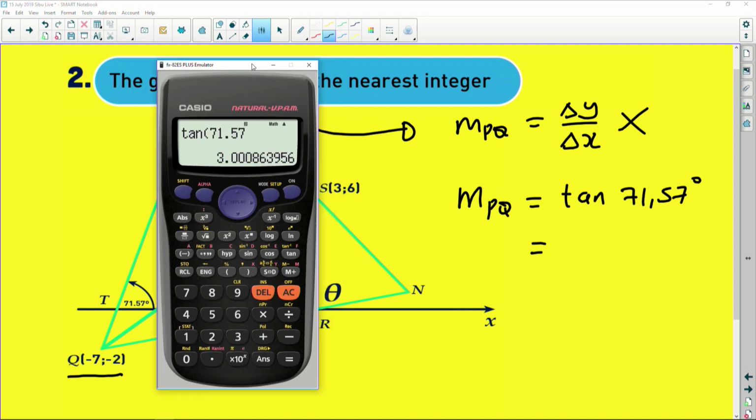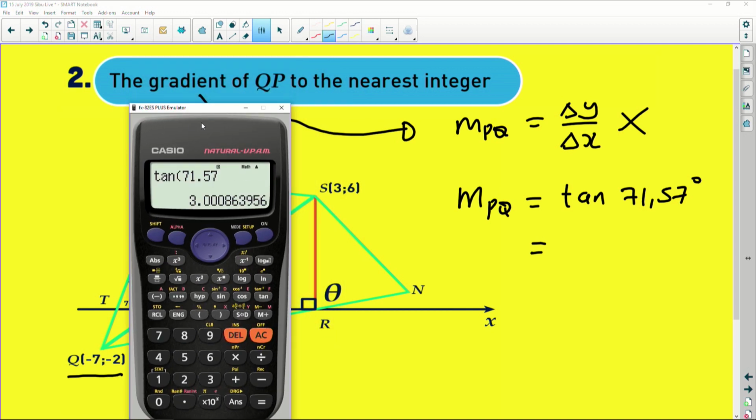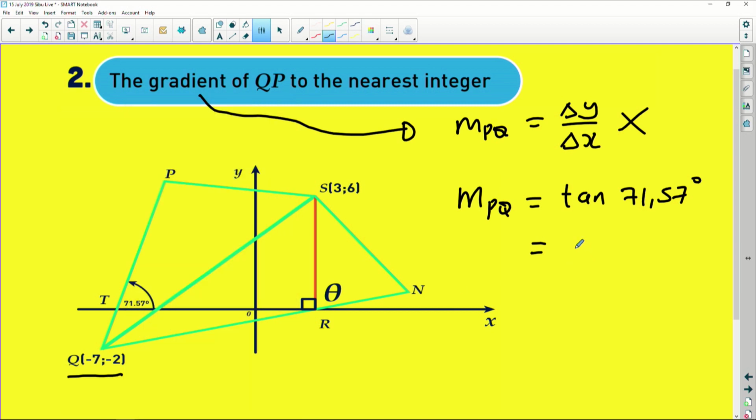If you look at the question, we were told to find the gradient of QP to the nearest integer. So to the nearest integer, the gradient definitely has to be 3. The gradient of that line QP is simply 3. It's just as easy as that. Always know that if it's not y2 minus y1 over x2 minus x1, you've got to have an angle of inclination that you can use to find the gradient, or there will be parallel lines or perpendicular lines. It doesn't go beyond that.